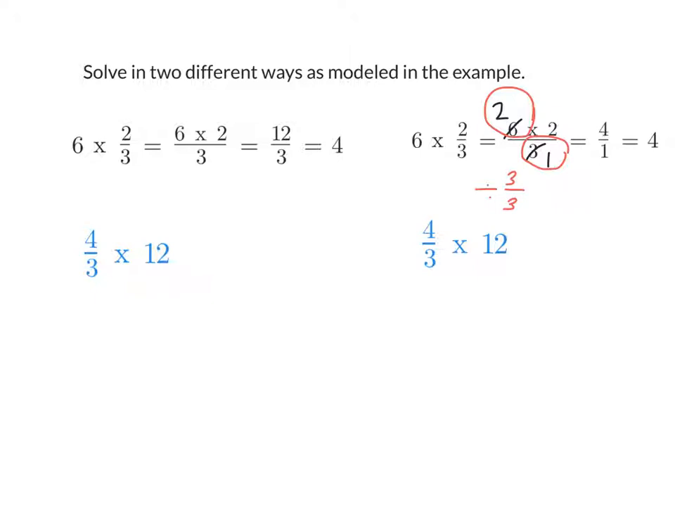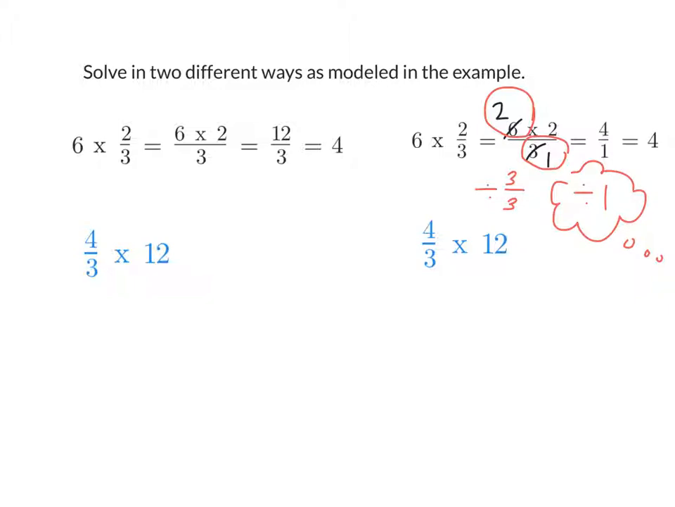Why is it okay to divide by 3 over 3? Because 3 over 3 is really a version of what? 1. And if I divide by 1, do I change the value? No. So you can always divide by 1, which doesn't change the value of the problem. So 3 over 3 is a version of 1. Could I divide by 5 over 5? Sure, that's a version of 1.